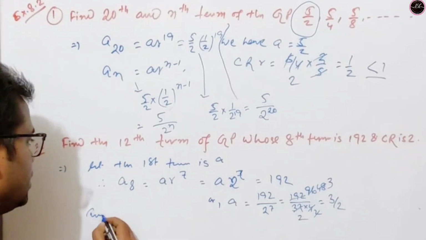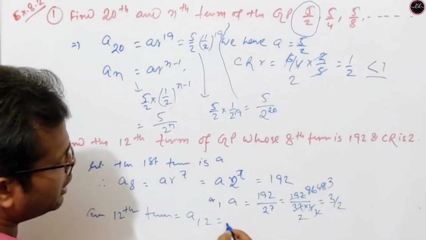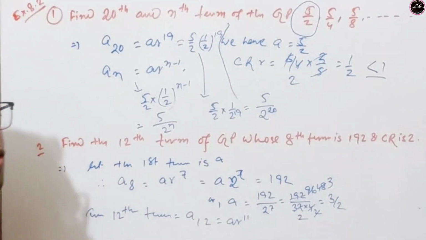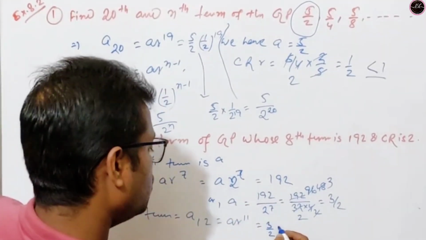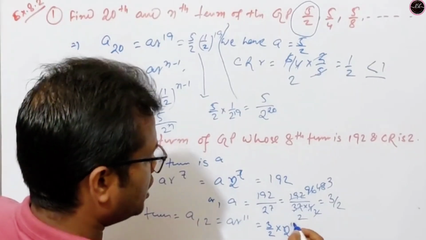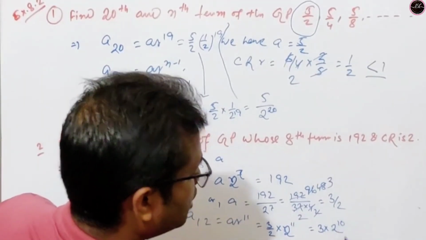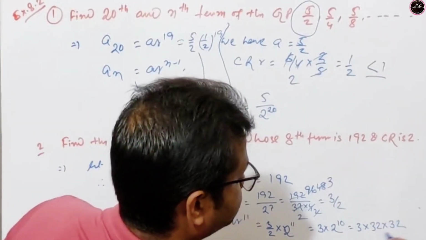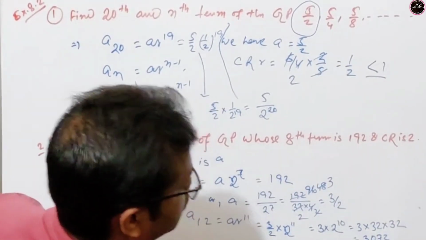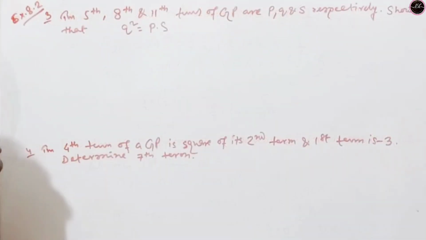So the 12th term, A12, equals A r to the power 11. Here A equals 3 by 2 and r equals 2, so 2 to the power 11. So here we have 3 into 2 to the power 10. That means 3 into 32 into 32, which is 3072. That will be your answer. Clear?